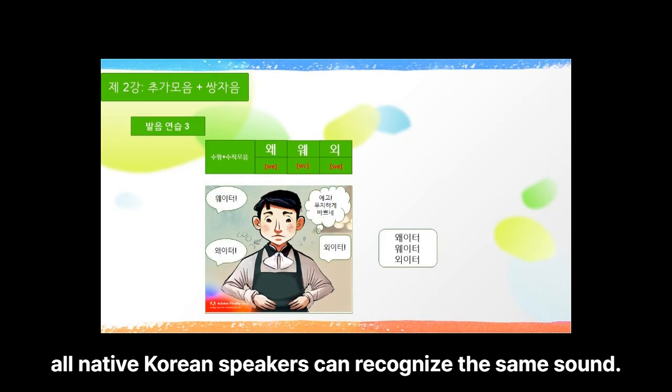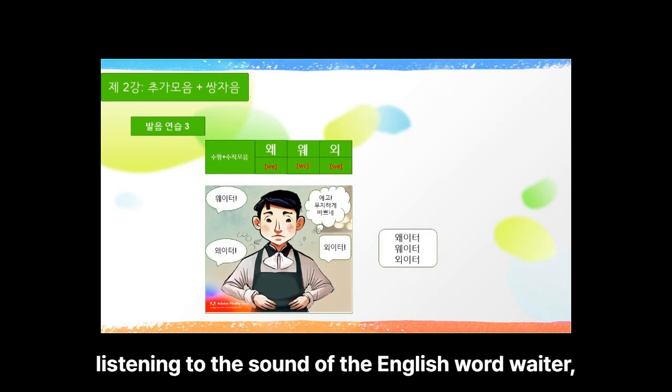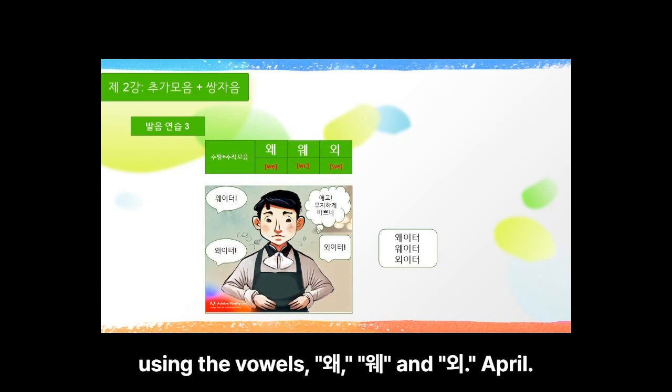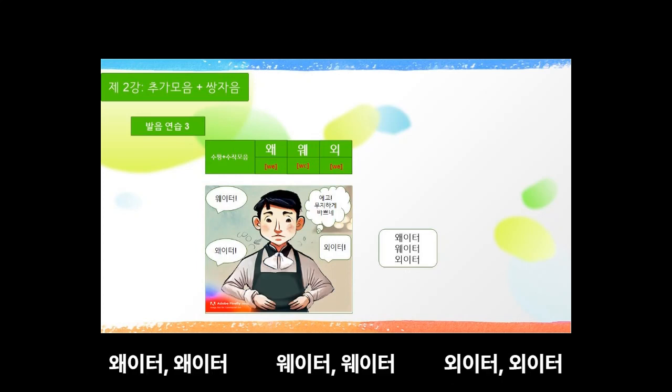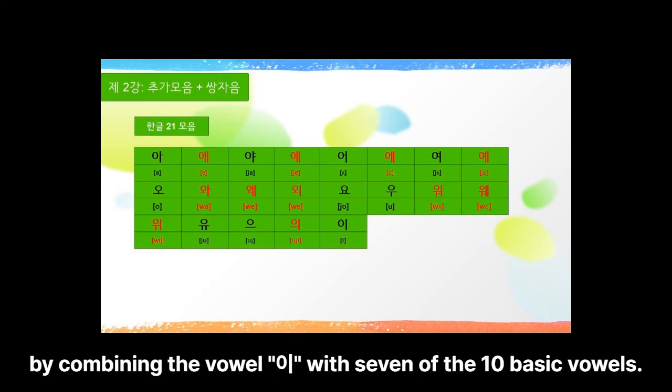Let's compare the pronunciation of the three vowels, listening to the sounds of the English word waiter using the vowels wae, oe, and we. 웨이터, 웨이터, 웨이터, 웨이터, 웨이터, 웨이터.